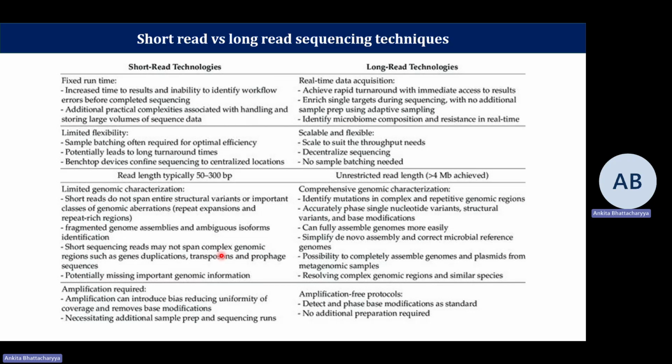So short reads do not span structural variants or other important classes of genomic aberrations, which are actually covered by long read sequencing technologies. It can assemble complete genomes, it can identify mutations, which is lacking in short read methods. But it has its own set of advantages also. So you can refer to that. And also, we had discussed this previously as well.